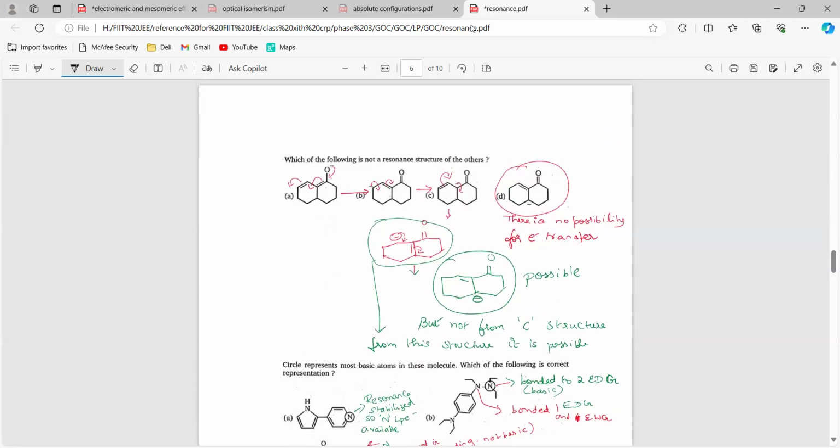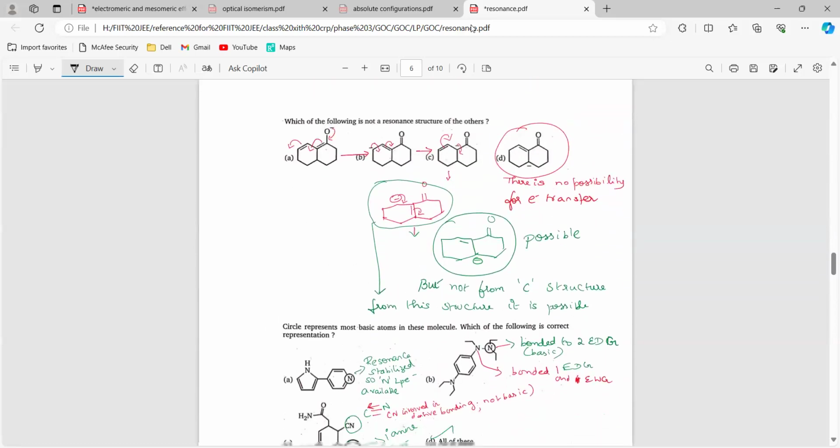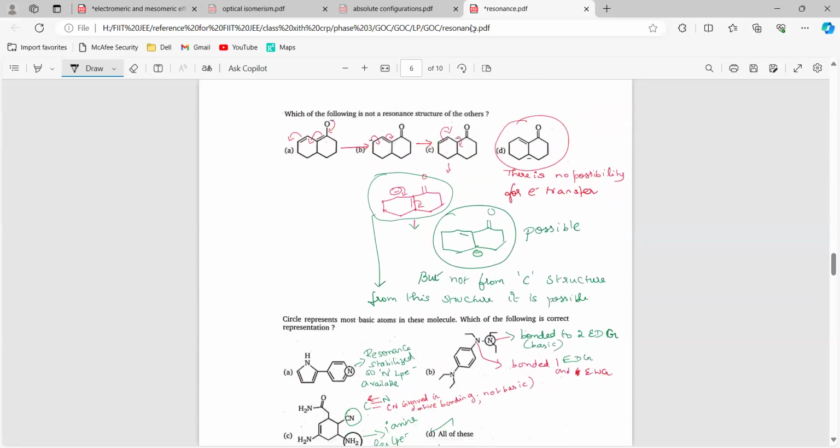Okay, resonance structures. These are from your archives. Which of the following is not a resonance structure of the other? So they will provide you with one structure and ask you to find out which is not a resonance structure. What should you do in those cases? Start shifting the electronic load. Look here. I have a negative charge on this oxygen, so I start shifting it. I'm able to find a negative here.